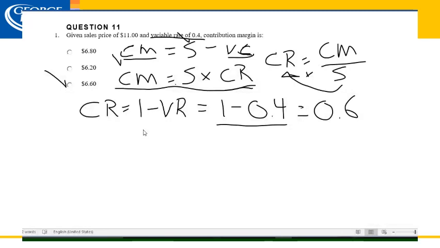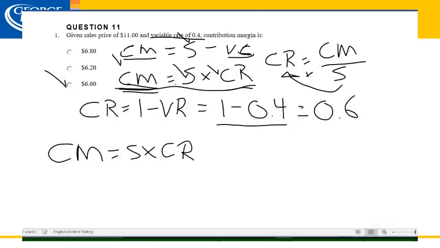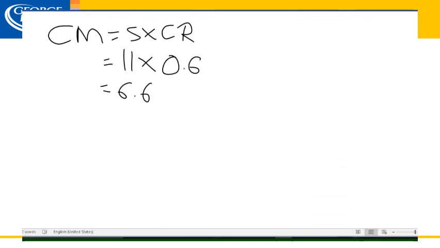So going back to our equation here, we have our sales, we now have our contribution rate, we can solve for our contribution margin. So our contribution margin equals our sales times our contribution rate, which equals our sales price of $11 multiplied by our contribution rate of 0.6, which turns out to be $6.60. So in two different ways we've arrived at the same answer. And that was the last question.